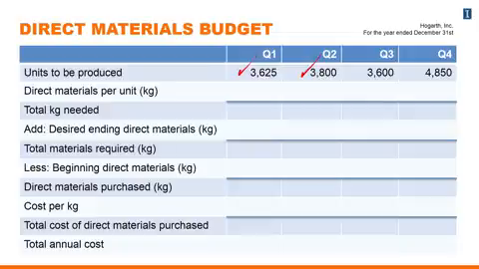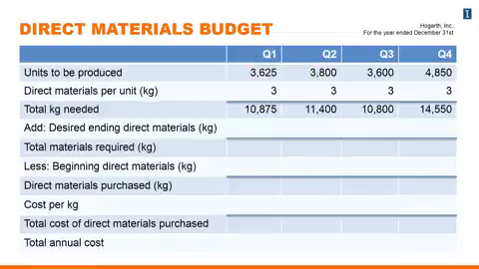Now, we know from our production plan that we require 3 units of direct materials. In this case, they're measured in kilograms. So we need 3 kilograms for each unit that we produce. So 3,625 units to be produced in quarter 1, each requiring 3 kilograms of raw materials, means that we'll need 10,875 kilograms in total during quarter 1. And similar calculations can be performed for quarters 2, 3, and 4.